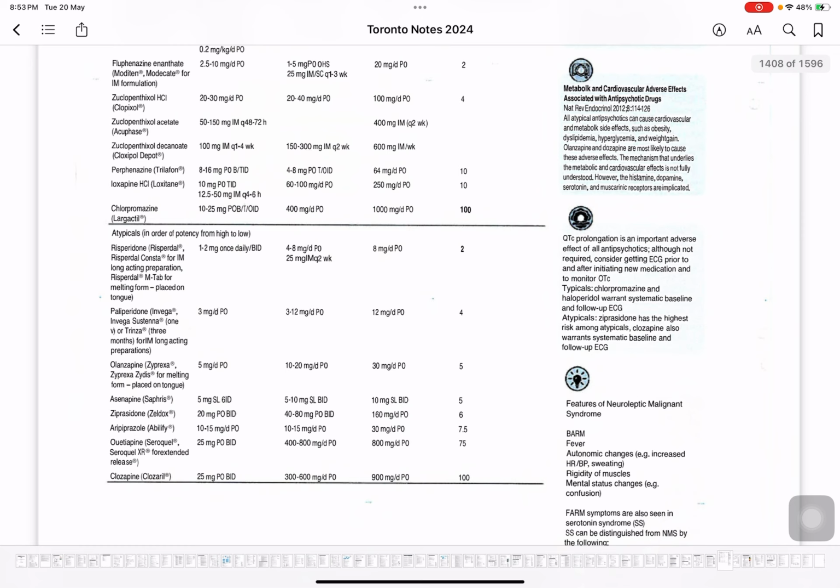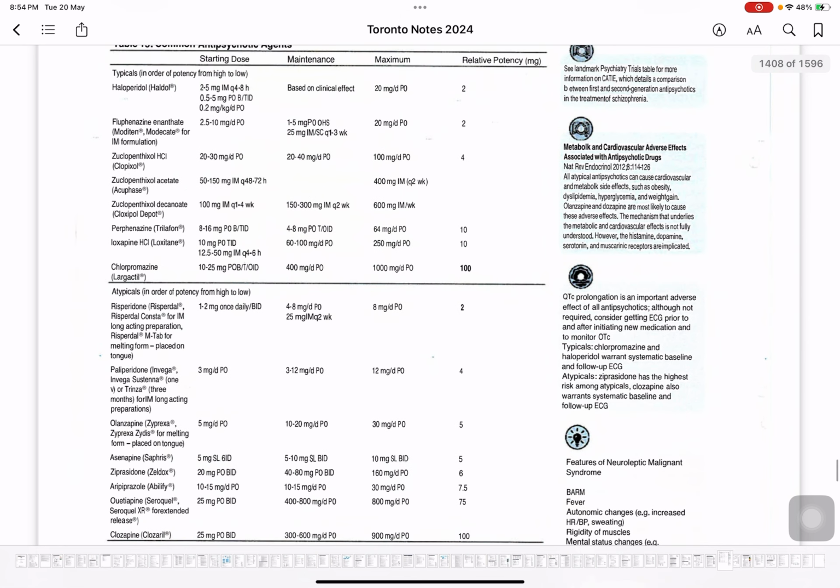Risperidone for IM, long acting preparation, and then paliperidone, and then there is another one called olanzapine, and asenapine, ziprasidone, aripiprazole, quetiapine, and clozapine. Okay, these are the ones. Clozapine was the one that we were using for treatment resistant schizophrenia. These are mainly just for the names, so you don't really have to go through the dosage so far. Just remember the dosage for emergency treatment of psychosis.